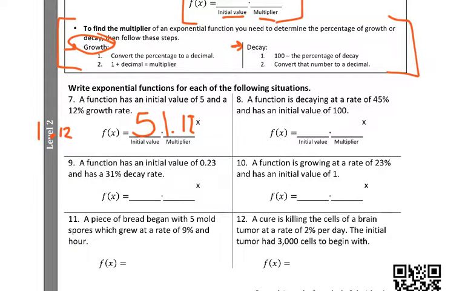Alright, number 9. A function has an initial value of 0.23 and has a 31% decay rate. So what we're going to do here is we will have an initial value of 0.23. And our multiplier, well, let me follow the decay instructions up here. We're going to do 100 minus the percentage of decay. So 100 minus 31, I'm doing that in my head, I think that is 69. And then we're going to turn that into a decimal, which would be 0.69.